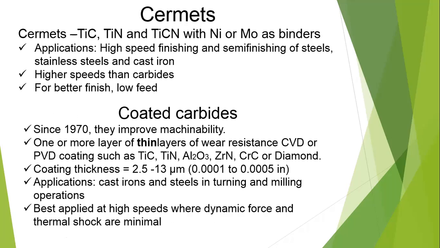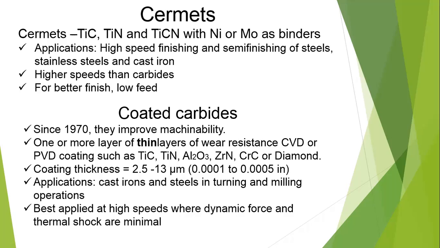Cermets: titanium carbide, titanium nitride, and titanium carbonitride with nickel and molybdenum as binders. Applications: high speed finishing and semi-finishing of steel, stainless steel, and cast iron. Higher speed than carbide, better finish, and it can work at a low feed. That means low depth of cut.